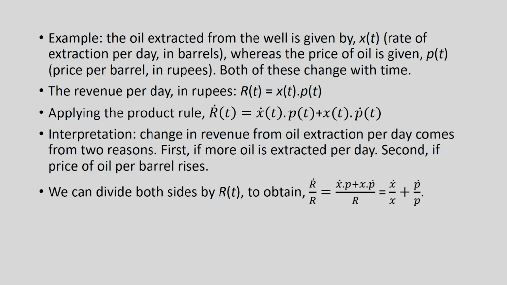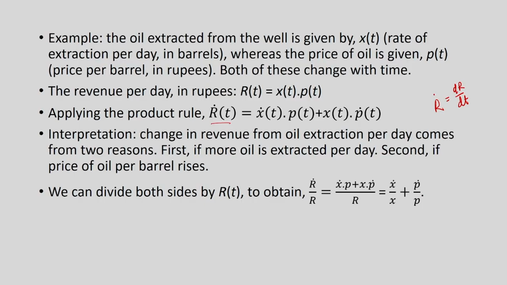Now, we can use the product rule. So, we are calling it R dot. So, R dot is dR dt. Okay. So, this is the notation that we generally use when time is involved. Here small t is time.